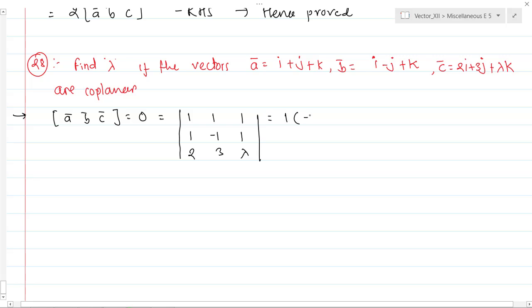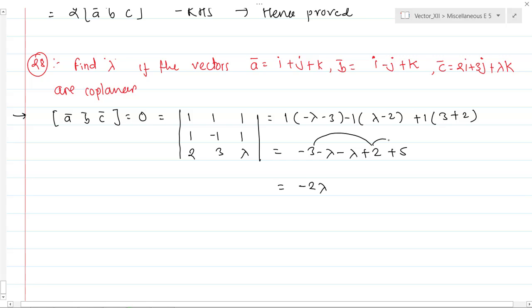So it is 1 into minus lambda minus 3, minus 1 into lambda minus 2, plus 1 into 3 plus 2, which equals minus 3 minus lambda plus 2 plus 5, which equals minus 2 lambda plus 4. So this equals 0, as stated. So 2 lambda equals 4. So lambda equals 2. This is our answer.